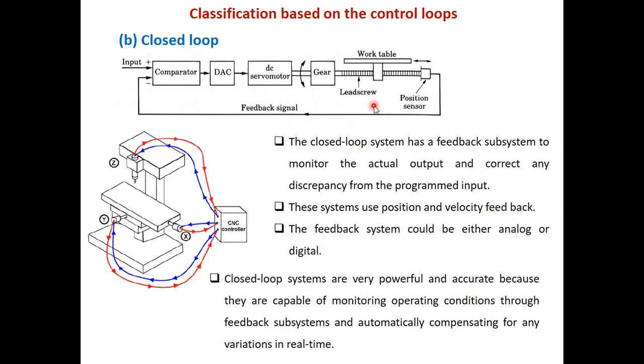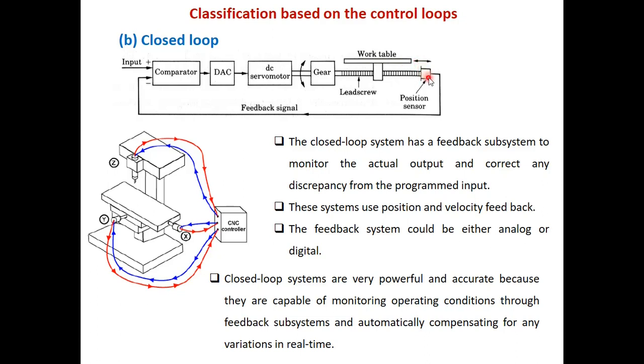The second one is a closed loop system. The major difference between the closed loop and open loop system is that there is a feedback signal here. In the same process, the input goes via the controller to the DC servo motor, which gives the proper signal and command for gear movement. Then the work table slides in this direction, and using the proximity sensors or position sensors mounted on the work table, we will come to know whether the table has reached the respective position or not.